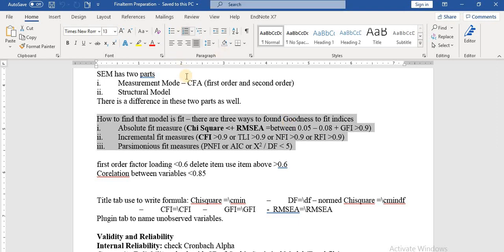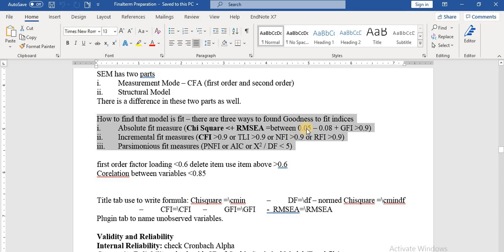Today's lecture is about the 3 ways of model fitness. While doing the CFA for your measurement model evaluation, there are 3 ways to find the goodness of fit indices. Number first is the absolute fit measures, number second is the incremental fit measures, and number third is the parsimonious fit measures.